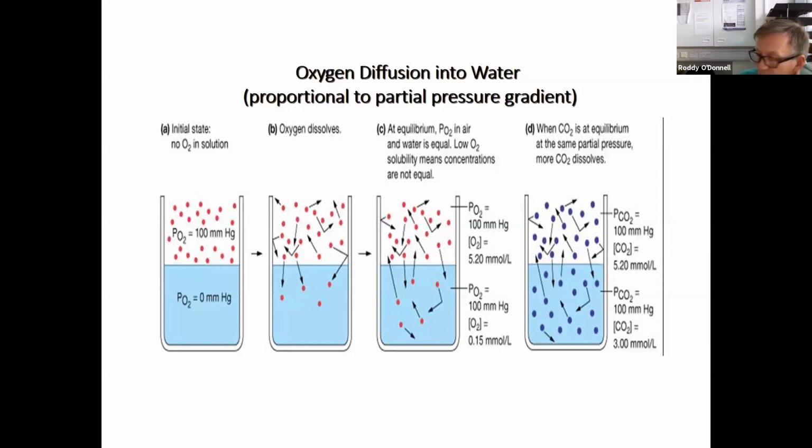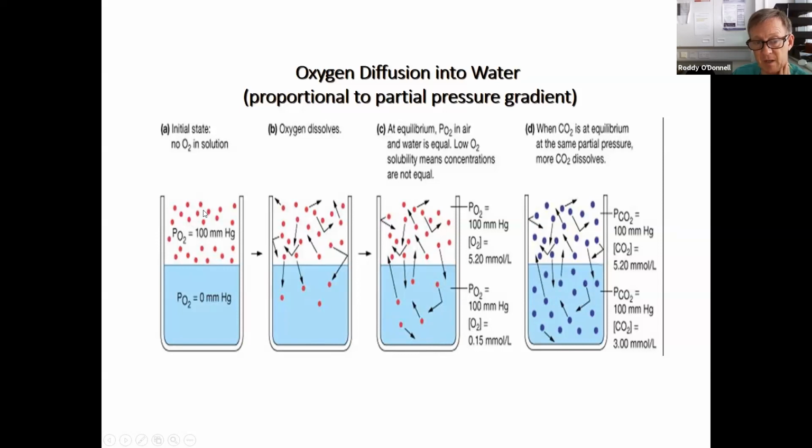There's also the issue of oxygen diffusion into water. So actually, oxygen diffusion into water means that the amount of oxygen in the water is at a lower level in terms of the millimoles per liter than it is in air, because it doesn't dissolve very well in water. Oxygen does not dissolve well in water. Carbon dioxide does dissolve well in water.